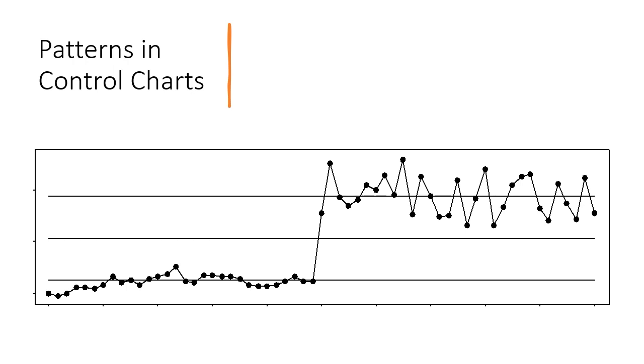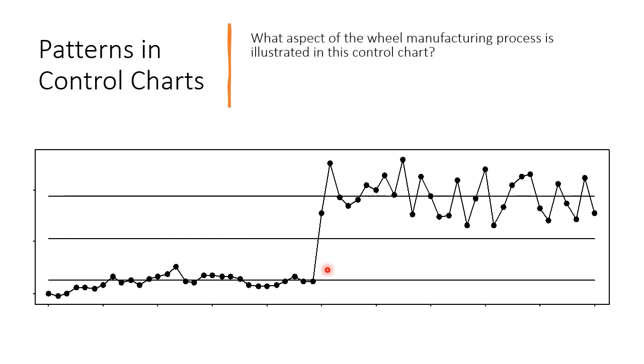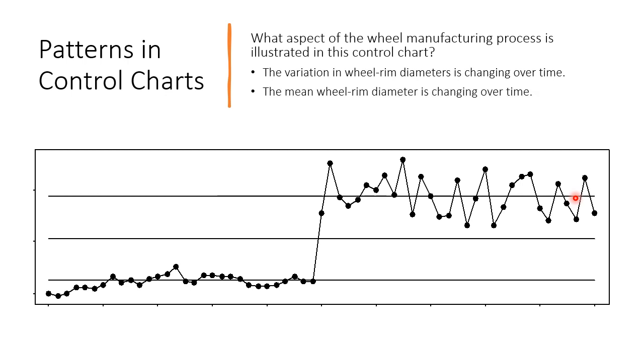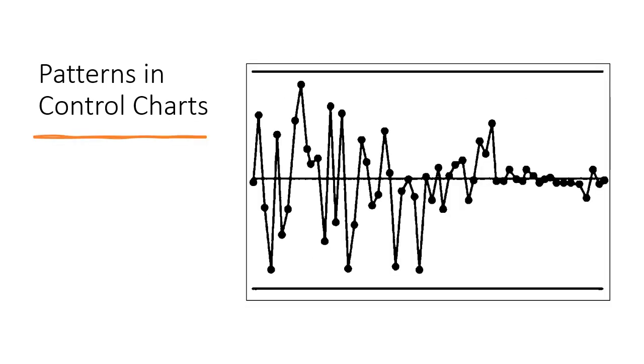How about this one? We can see a clear pattern in this chart. So what aspect of the wheel manufacturing process is illustrated in this control chart? Is the variation in wheel rim diameters changing over time, or is the mean wheel rim diameter changing over time? We can see here the shift in wheel rim diameter may be due to two different populations of wheels, each made with a different raw material.